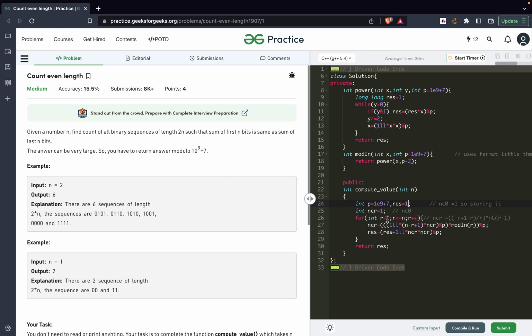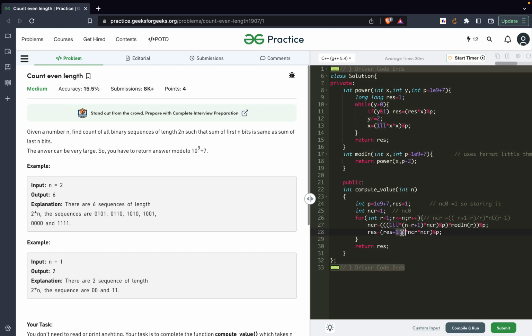So in the first iteration, that is for r equal to 1, we will be calculating nC1, and nC1 would be equal to (n minus r plus 1) into nCr. So over here this nCr is nC0, so (n minus r plus 1) into nC0 into the modulo inverse of r, as discussed in the solution, and then we will be adding this particular value squared to a result variable.